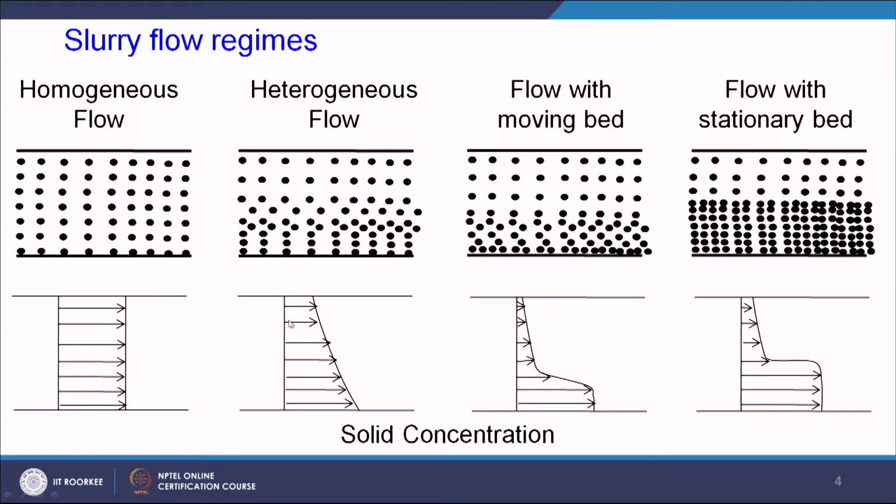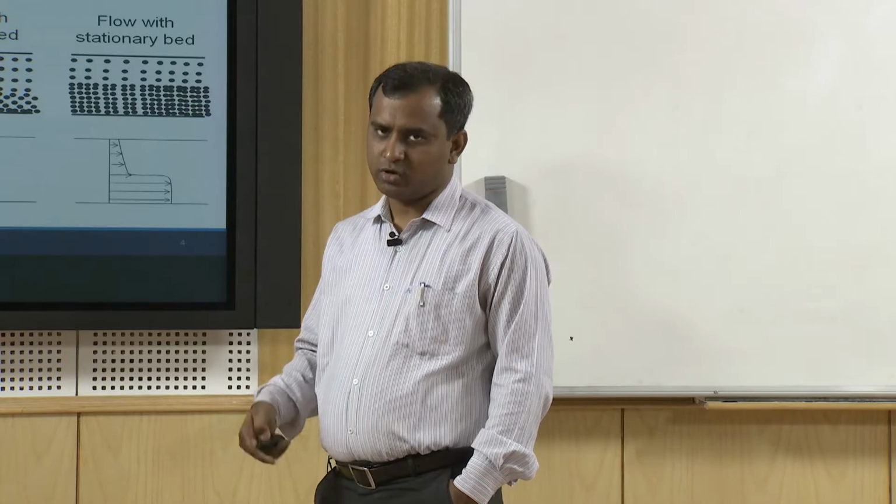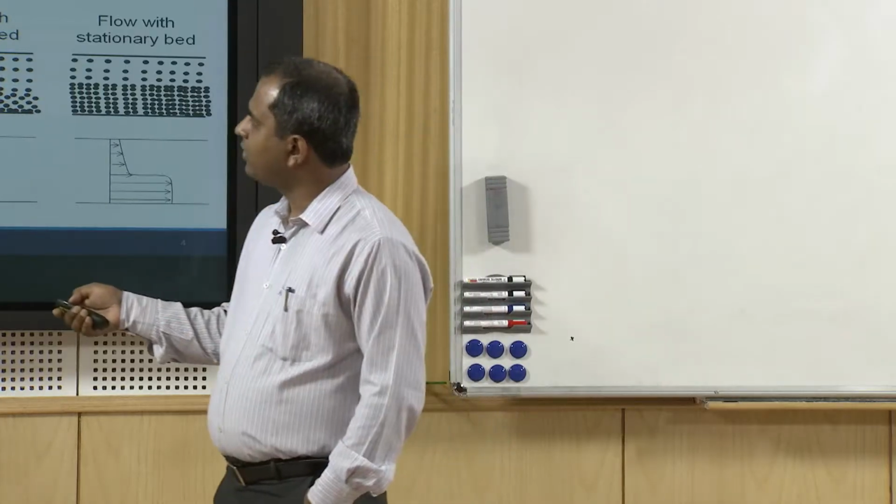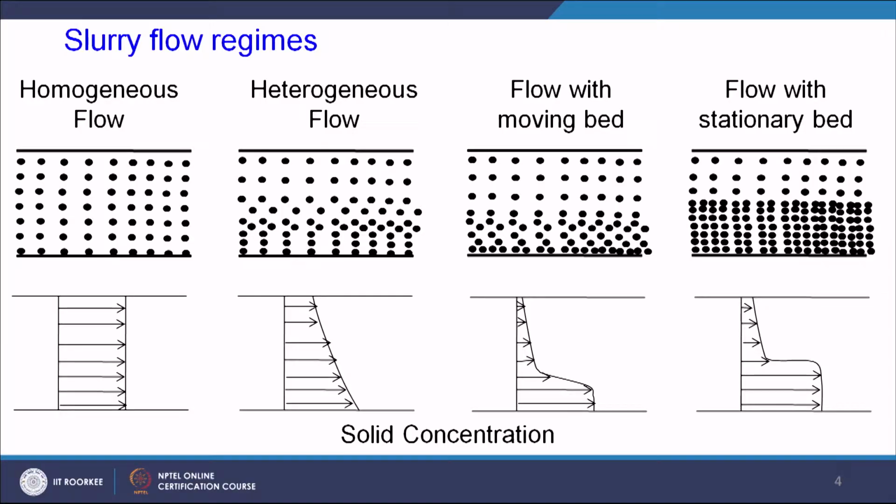Here you can see inside the pipeline we have homogeneous dispersion of the solid. Everywhere the solid concentration will be more or less similar. You see over here particles are well dispersed. If we try to plot its solid concentration across the pipeline, we will find it is a constant curve. That means everywhere we have the same solid concentration alpha s. That is the characterization of this homogeneous flow.